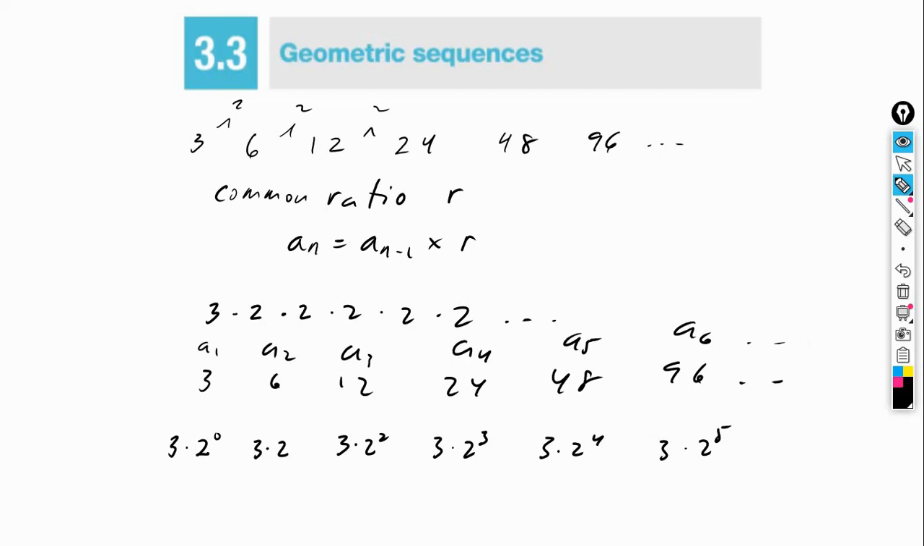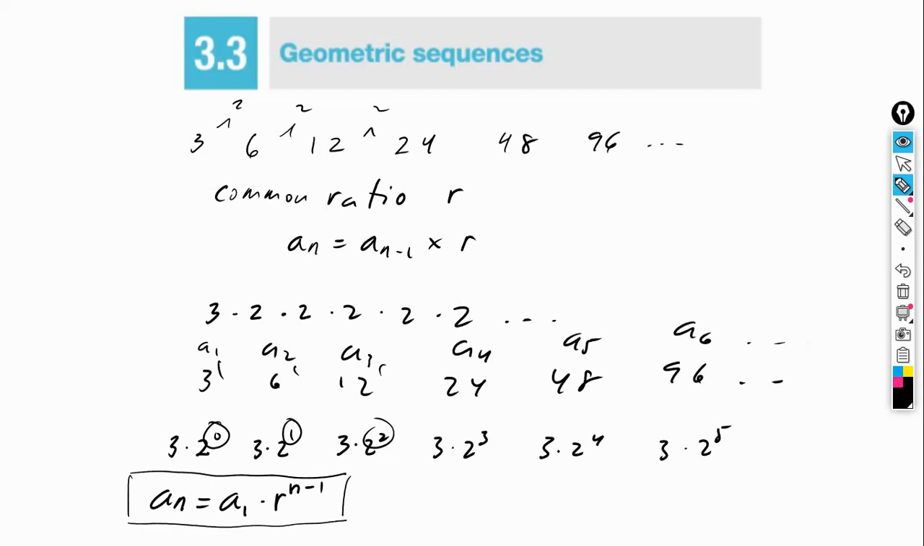So what would the general formula be? Well, notice that the nth term would equal the first term times the common ratio to the power of the index of the term minus 1. Notice that 0 is 1 minus 1, 1 is 2 minus 1, 2 is 3 minus 1, etc. So this would be the general formula for a geometric sequence, and the earlier one would be a recursive formula for any geometric sequence.